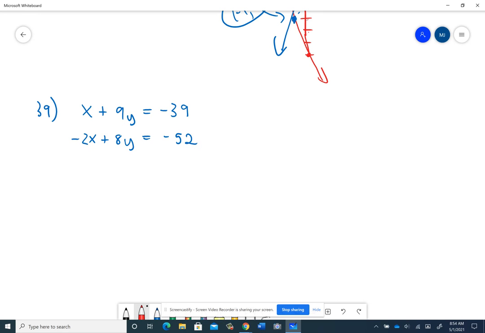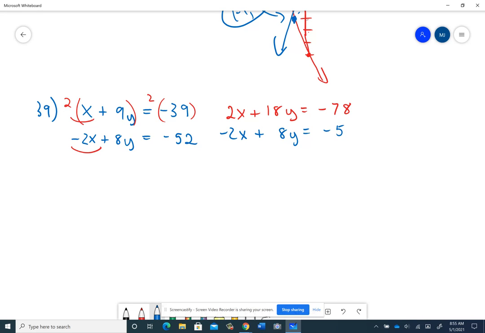All right, so what's going to happen on these problems is you're going to choose to solve by either substitution or elimination. So on this one, you might do it by elimination. If I try to eliminate my x's, I could multiply that first equation all the way through by 2. If I did, I'd get 2x plus 18y equals negative 78. The bottom equation would be negative 2x plus 8y equals negative 52.